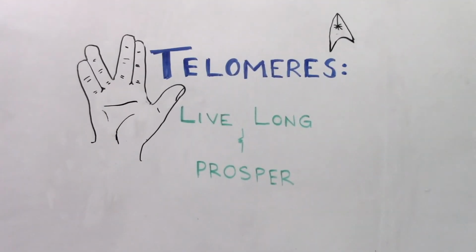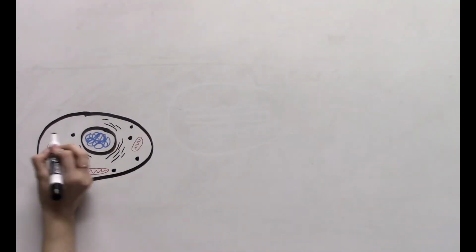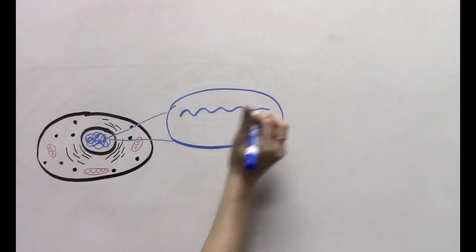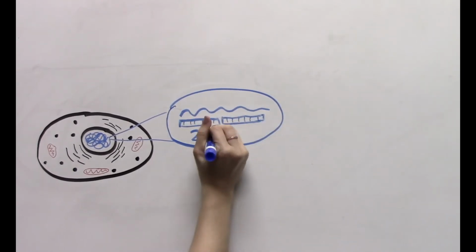Live long and prosper. Cells are the smallest unit of life. We are made up of trillions of cells, and inside each one is our DNA. If you were to stretch out all the DNA of one cell, it would be over 2 meters long.